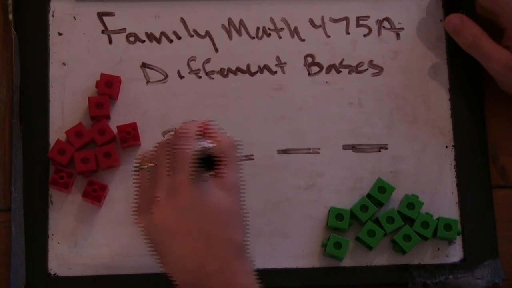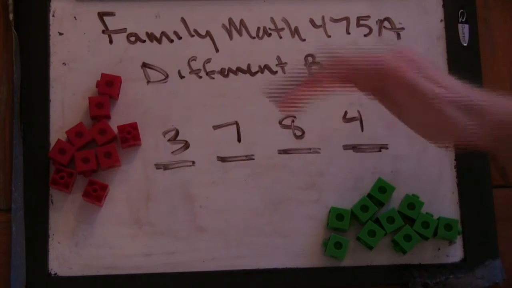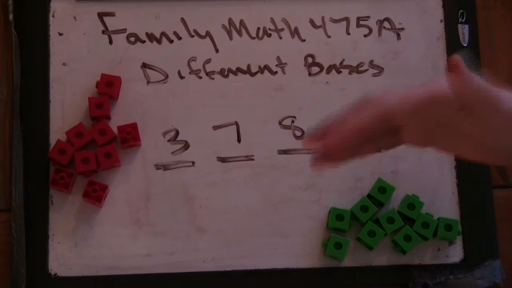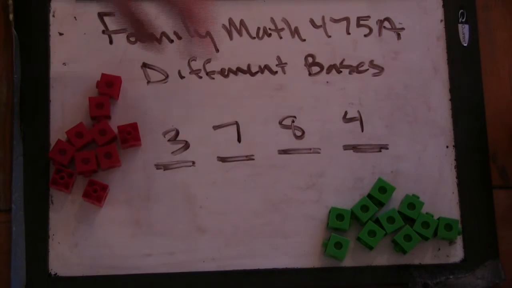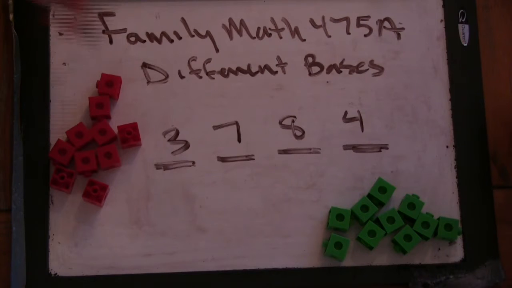So if I have the usual number like 3,784, and this is in base 10, a normal number that we see, what does the base mean? It means that you're counting by powers of 10. You have 4 times 10 to the 0, plus 8 times 10 to the 1, plus 7 times 10 squared, plus 3 times 10 cubed. And that would be base 10.